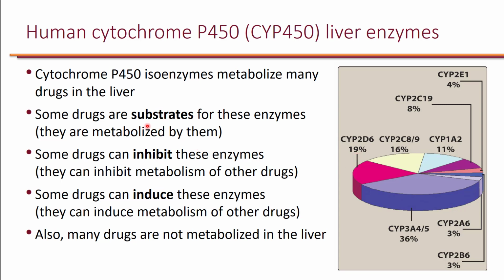So in general, you have 3 concepts to keep in mind. Drugs are either just substrates, so they're not really inhibiting or inducing. If they're inhibiting, they block its function, so it doesn't metabolize other drugs. If it's inducing, it's signaling the body to produce more of these enzymes, so it can increase metabolism of other drugs. And of course, keep in mind that not every drug is metabolized by this system.